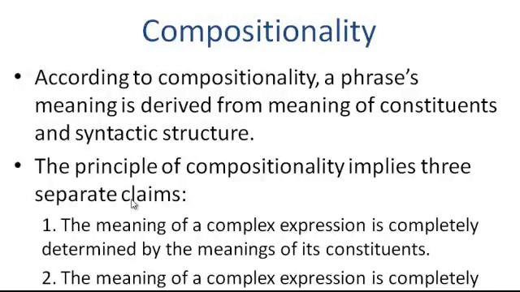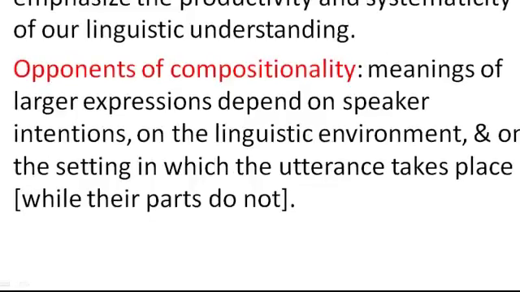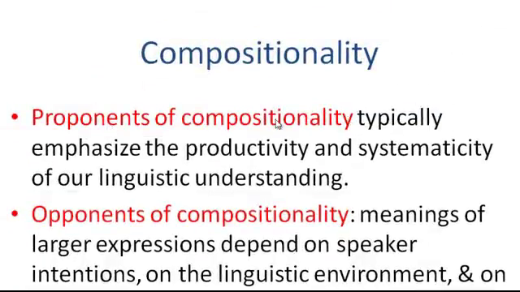Now this principle implies three separate claims. The first claim is that the meaning of a complex expression is completely determined by the meanings of its constituents. The second claim is that the meaning of a complex expression is completely predictable by general rules from the meanings of its constituents. And the last claim is that every grammatical constituent has a meaning which contributes to the meaning of the whole. Those who support compositionality typically emphasize the productivity and systematicity of our linguistic understanding. Productivity is how we produce a sentence, and systematicity is how we understand what has been uttered.